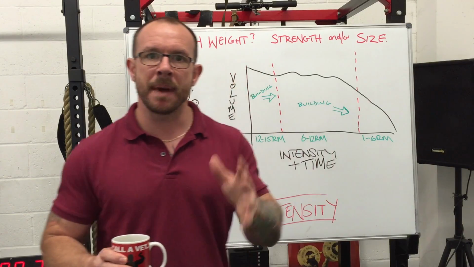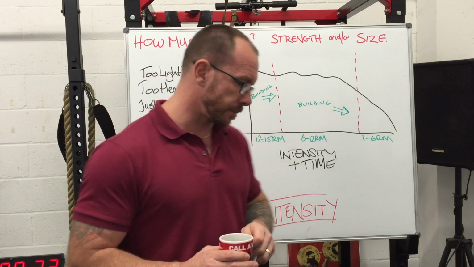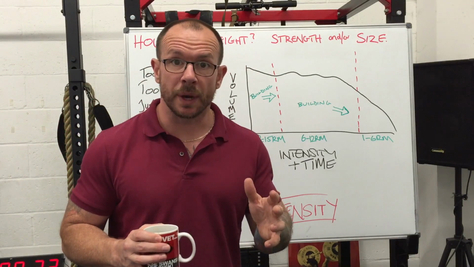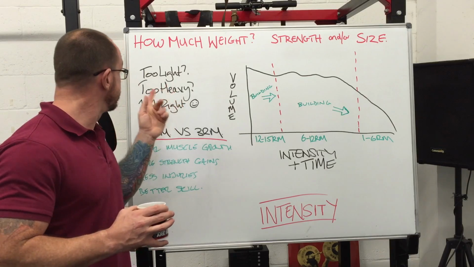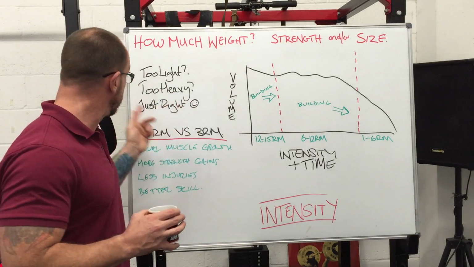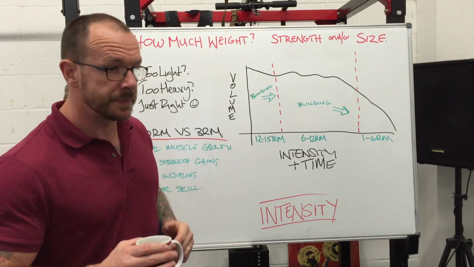So intensity, the amount of weight on the bar. It's really quite simple. It can't be too light, it can't be too heavy, it needs to be just right.